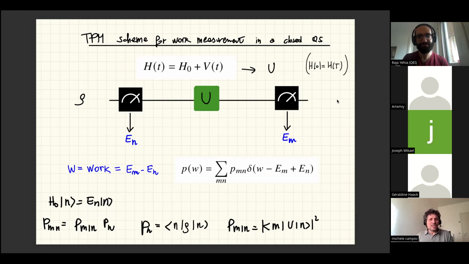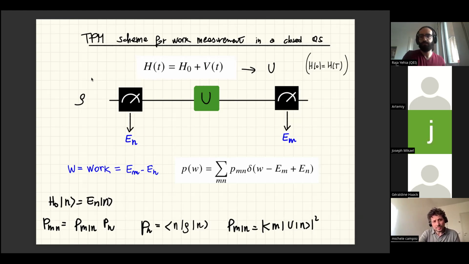Okay, here I am. So let's move to what is a work statistics for a closed quantum system, and then we will move on to the open quantum system, which is what we are interested in. So in this talk, when I talk about work and work measurement and work statistics, I refer to the so-called two-point measurement scheme, which is depicted here in this scheme.